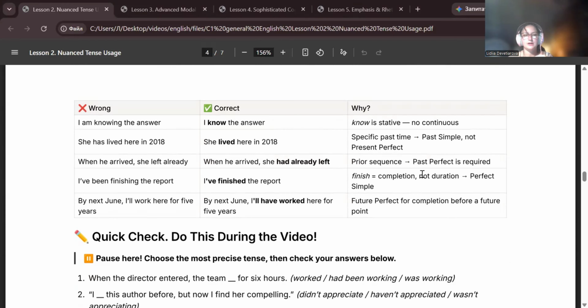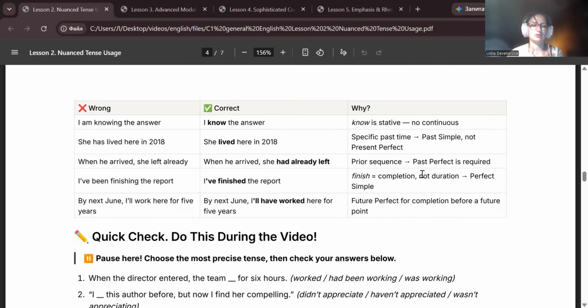When he arrived, she left already. When he arrived, she had already left. I've been finishing the report. I have finished the report. Finish, completion, not duration. Perfect simple.